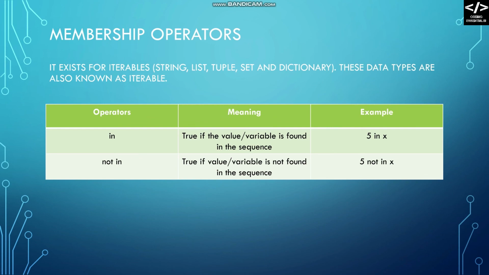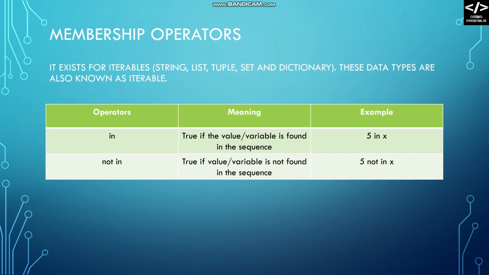Moving on to membership operators. It exists for only iterables or sequence. So string, list, tuple, set and dictionary are known as iterables or sequence. So in operator, we have used in operator for checking whether or not the value or variable is found in the sequence. So in each and every iterables, in the videos I have shown you to check whether or not the value or variable is found inside the sequence or not. So in operator is used.